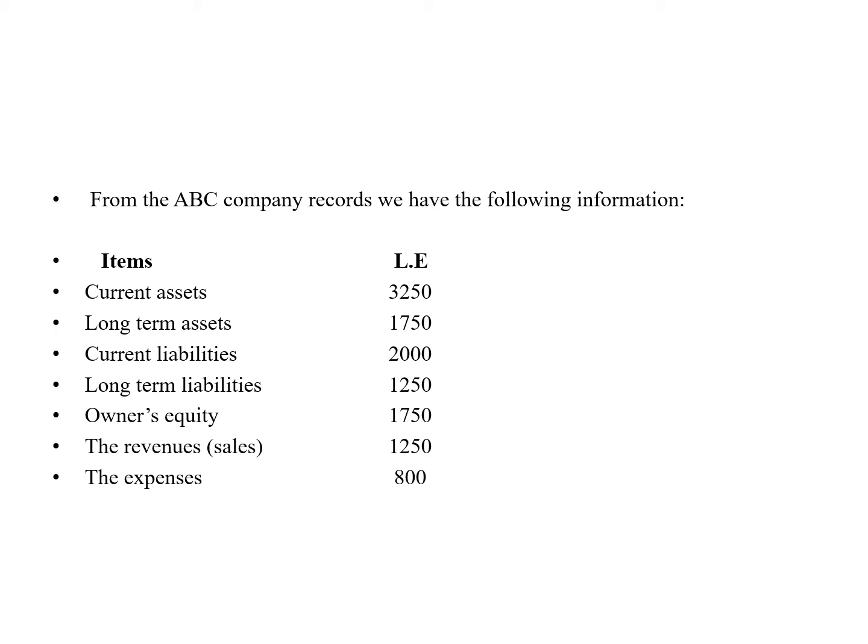From the APC company records, we have the following information. I have current assets, long-term assets, current liabilities, long-term liabilities, owner's equity, revenues which come from sales, and expenses. If you remember, current assets plus long-term assets give the total assets, and current liabilities plus long-term liabilities give the total liabilities. Those numbers are in LE pounds. So those are the givens of the example.